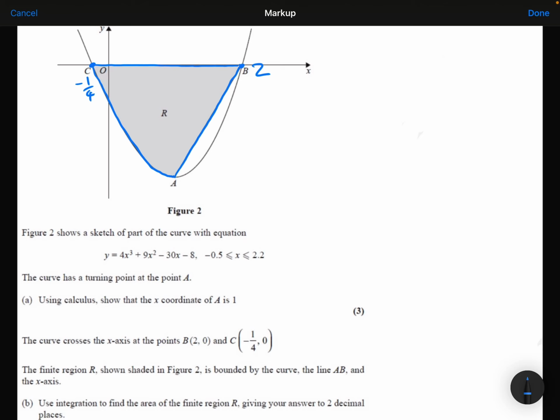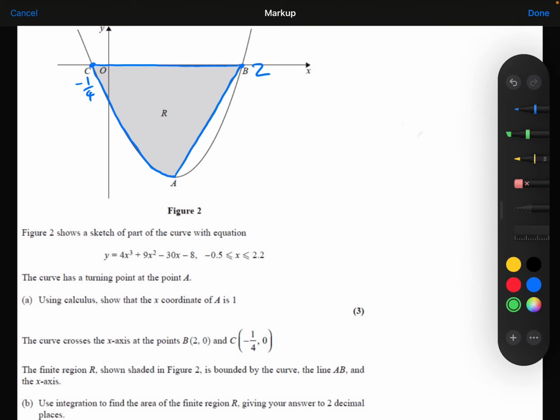First thing to note, area R is below the x-axis. Here's the x-axis here. The region we're finding is below that. Therefore, any calculations with integration will give me a negative answer. The area itself will be positive. Obviously, area has to be positive. But I know that when I do the integration, I'll get a negative answer because it's below the x-axis. So bear that in mind.